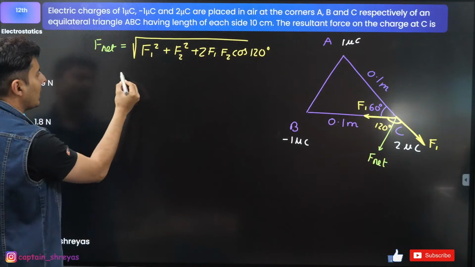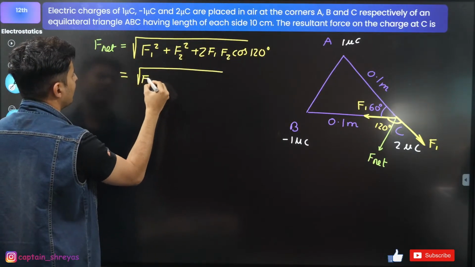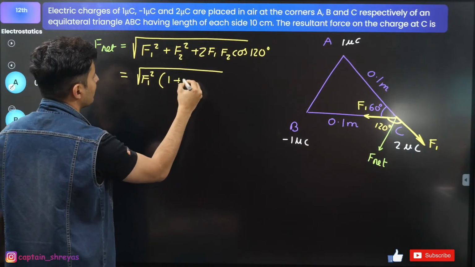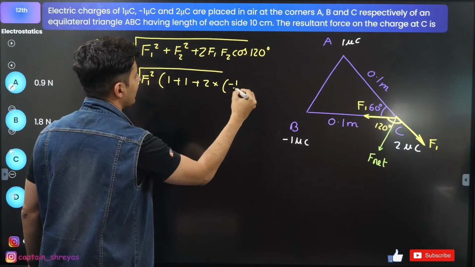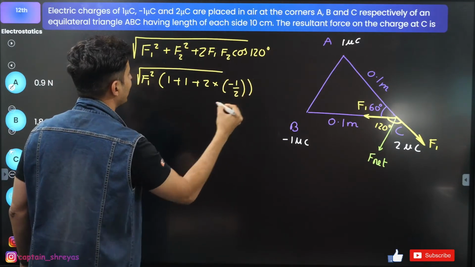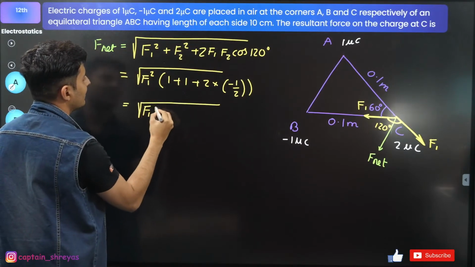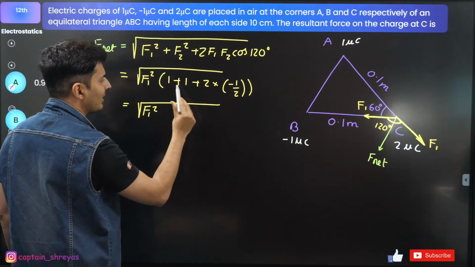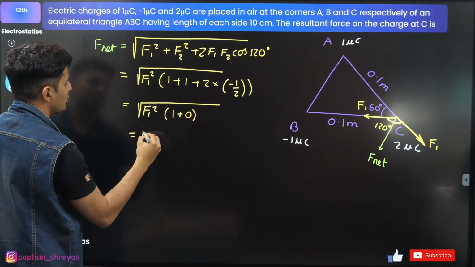Make sense? Okay. So what does this become? This will become basically F1 square common 1 plus 1 plus 2 into cos 120, guys. What is it going to be? Minus half, because cos is negative over there. So what is it going to be, guys? It's going to be root of F1 square. 1 and 1 will cancel and you will have 1 plus 0 basically. So that's just going to be F1.